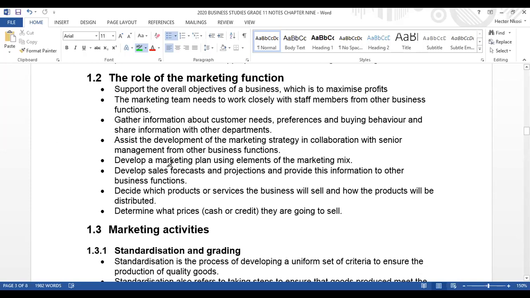Also, when it comes to marketing, you must develop sales forecasts and projections and provide this information to other business functions. You must decide which products or services the business will sell and how the products will be distributed. Also, you must determine what price, and whether they are going to sell for cash or credit, right? That's also your marketing.